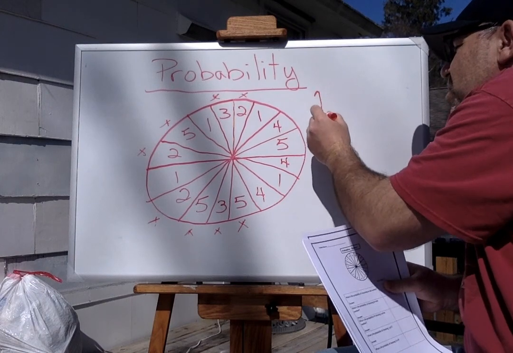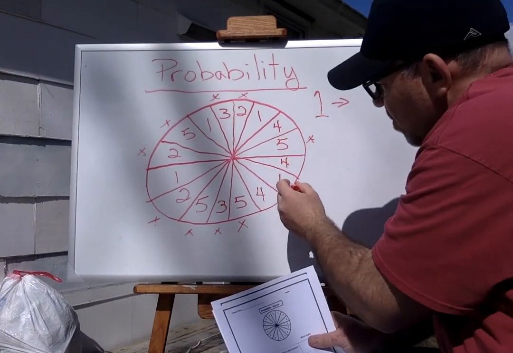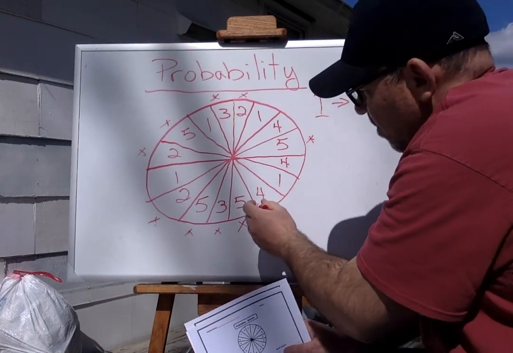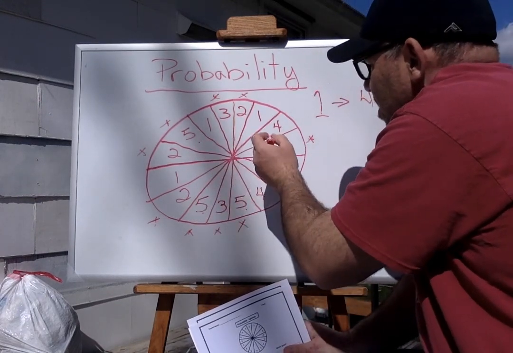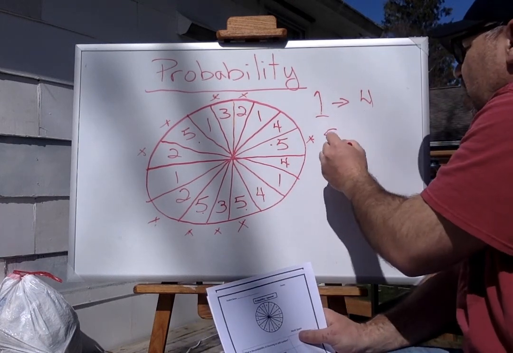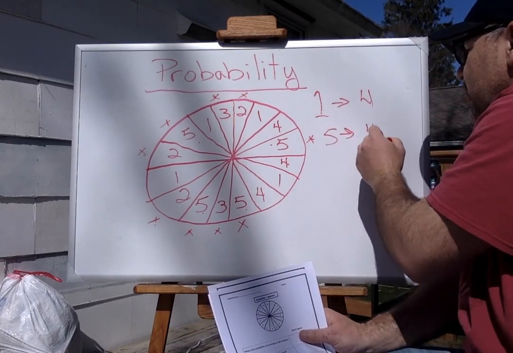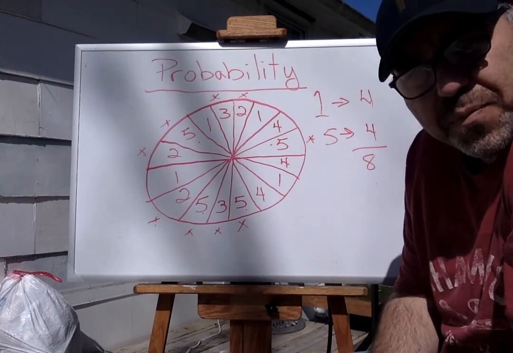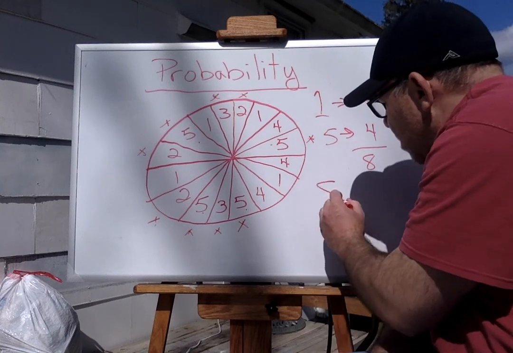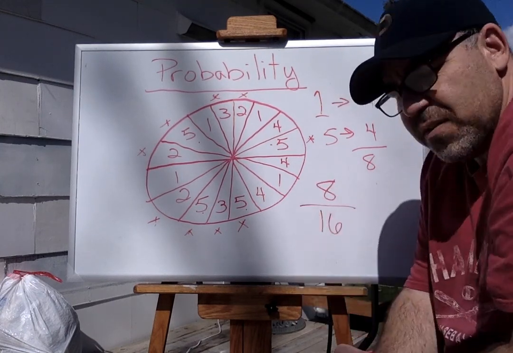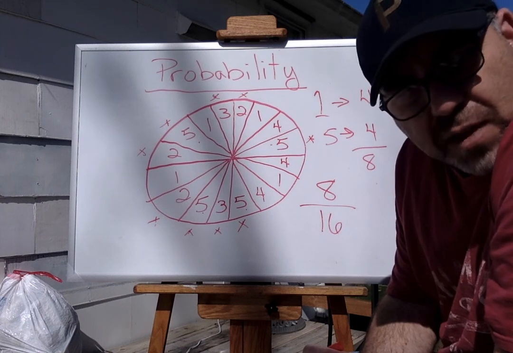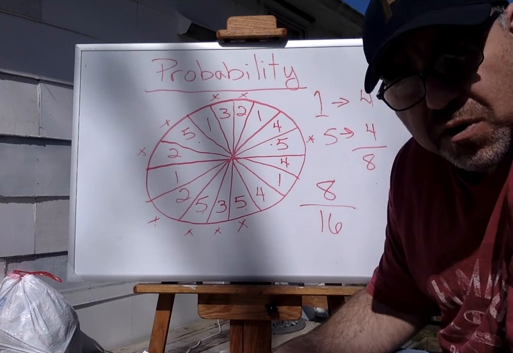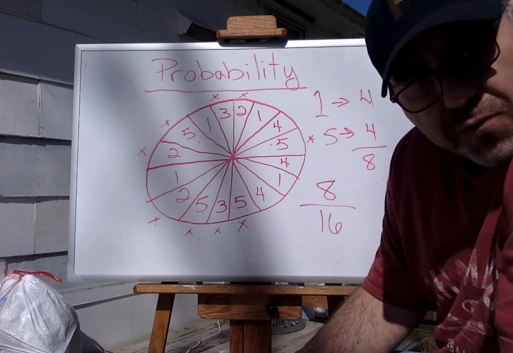So ones. Again, let's count again. 1, 2, 3, 4 ones. And how many fives? 1, 2, 3, 4. 4 fives, which means it's a total of 8 ones and fives. And again, that'll be 8 out of 16. Now you could reduce that down to 1/2, and eventually we will do that, but we're not going to worry about that right now, okay? I just want you to understand where these numbers are coming from, okay?